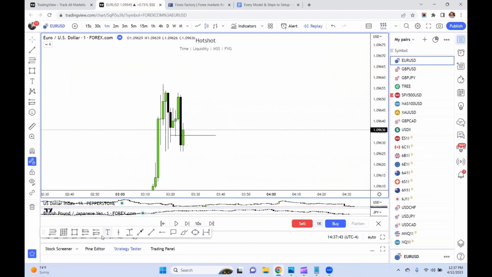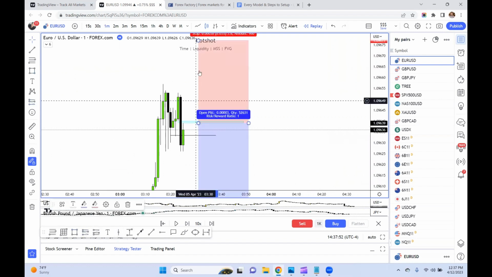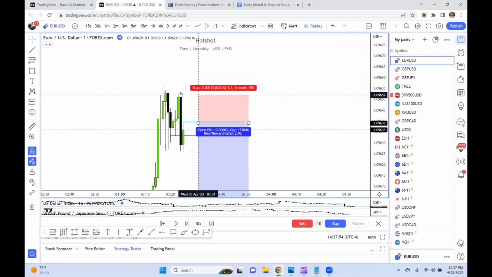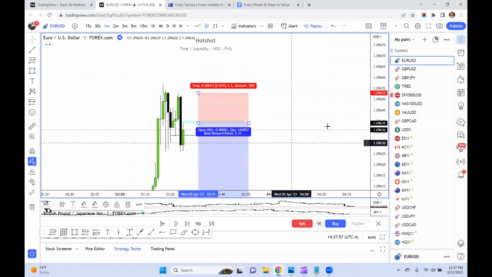But see, it doesn't really create the fair value gap that well, right here, boom to boom. It's a small little fair value gap, again, some traders differ here. Would you take this entry? Let me know in the comments down below.